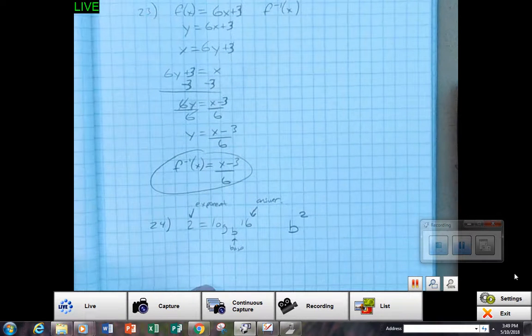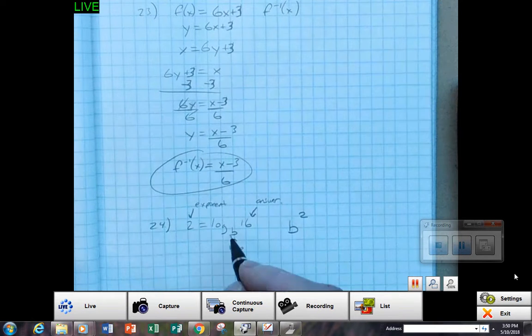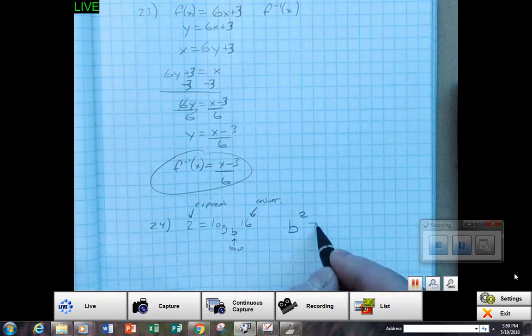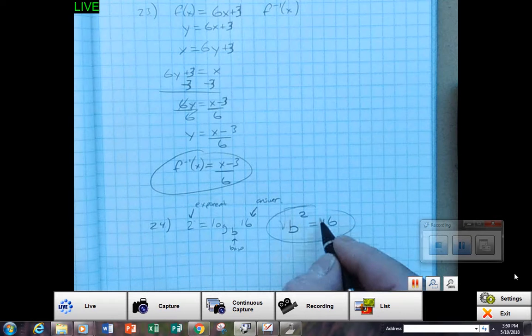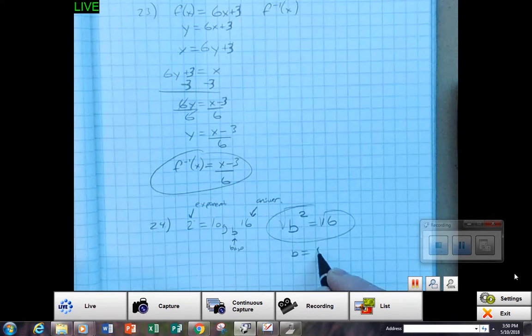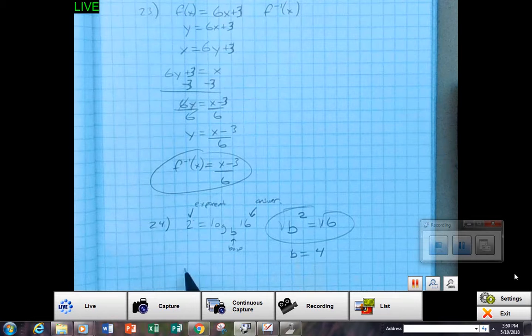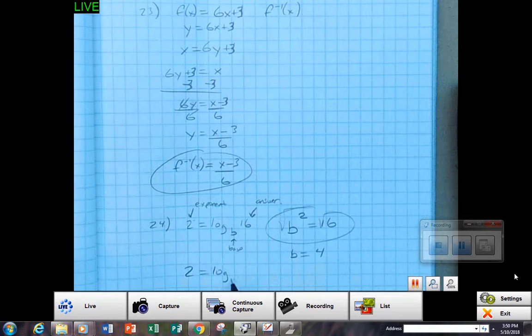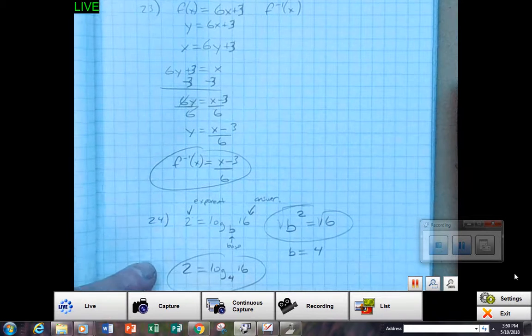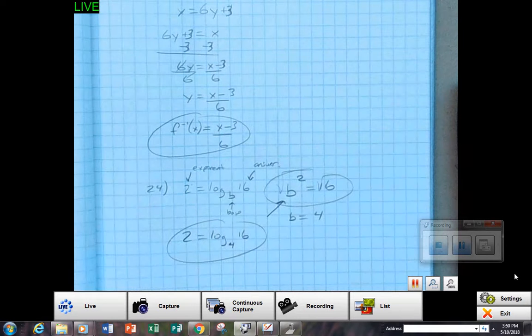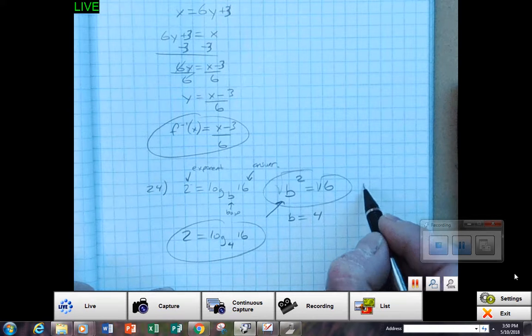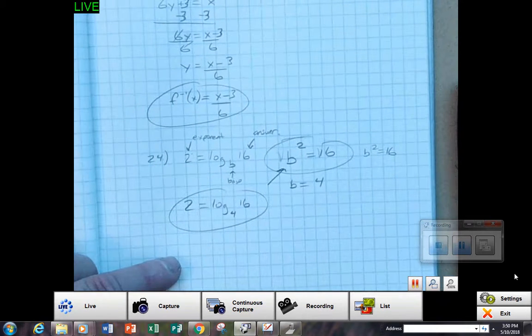So 2 equals log base b of 16 is the same as b to the second power equals 16. So if you wanted to solve that, you would square root both sides, and b equals 4. So really that answer is 2 equals log base 4 of 16. That is a true statement right there. But they just want that right there. They want you to write that in equivalent exponential form. That's equivalent. B squared equals 16. That's its equivalence.